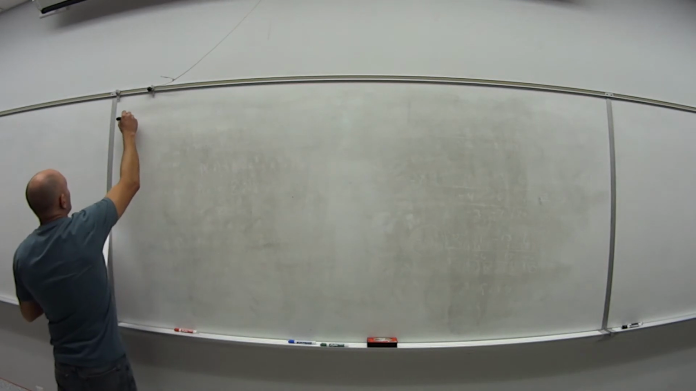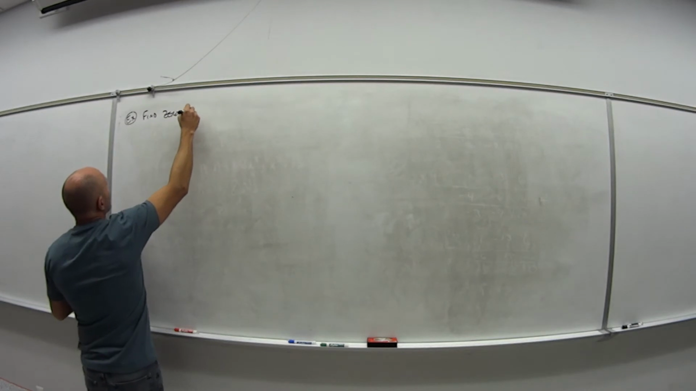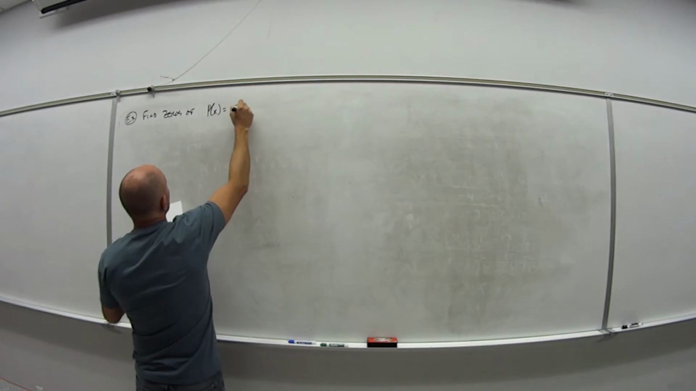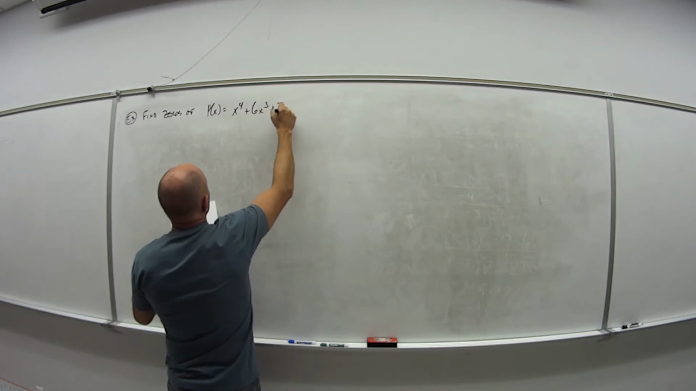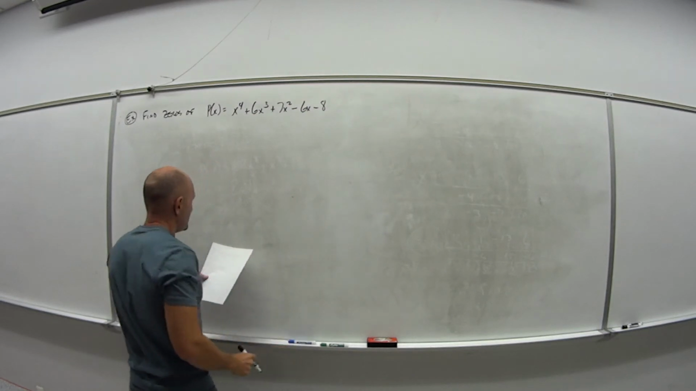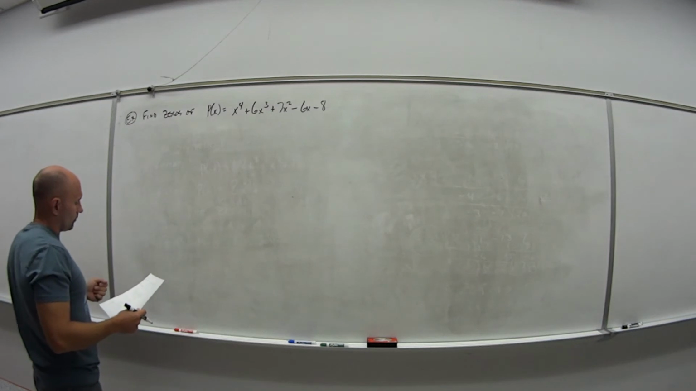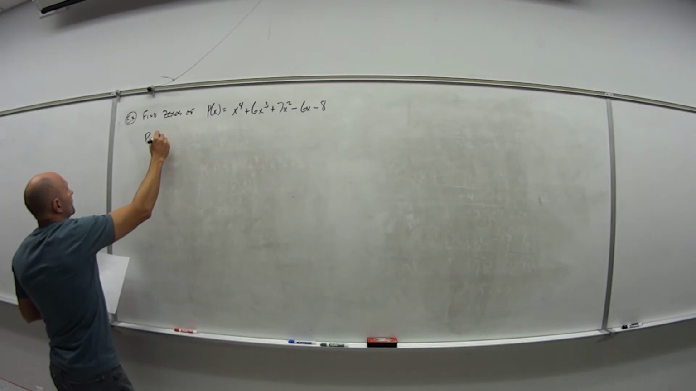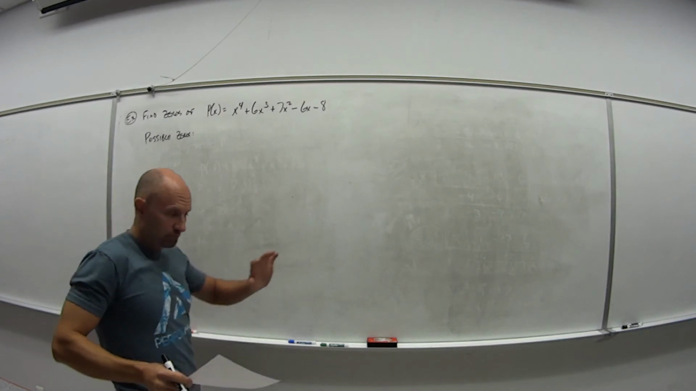So for this example, let's find the zeros of p of x is equal to x to the fourth plus 6x to the third plus 7x squared minus 6x minus 8. So our possible zeros are what? Well, if you want to try this, by all means go ahead.